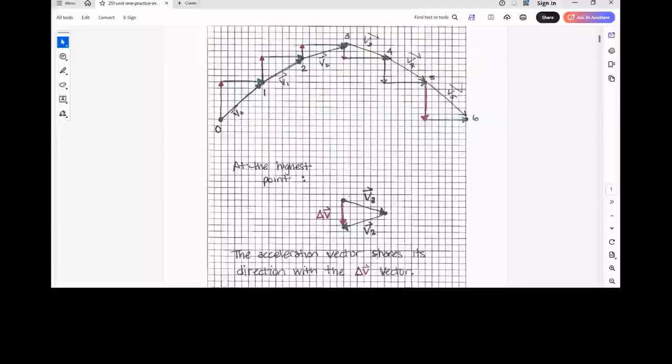And the direction of that delta v vector has to be the same as the direction of the acceleration vector, because acceleration is the delta v vector divided by delta t. And delta t is always going to be a positive, so it's not going to have the ability to change the direction of the acceleration vector. That always has to be the same as the delta v vector.